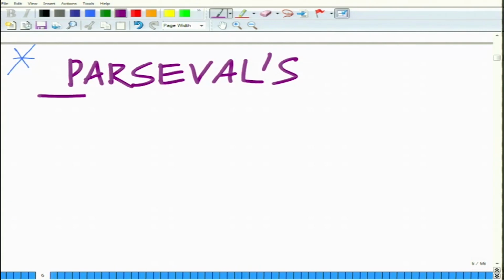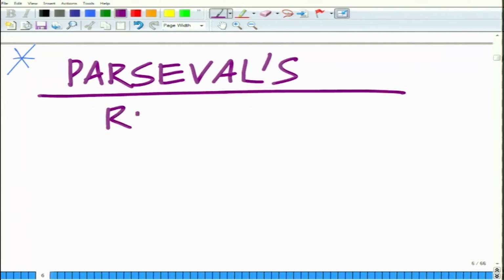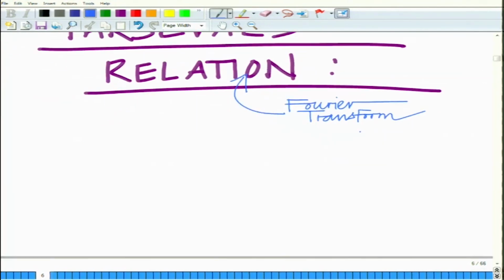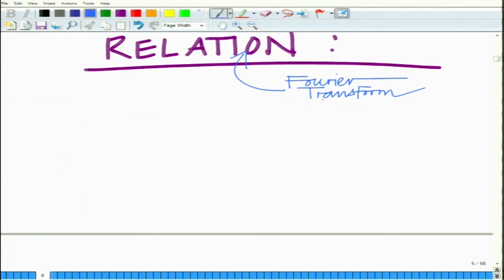the Parseval's relation for the Fourier transform. We have already seen the Parseval's relation or the Parseval's theorem for the discrete Fourier series. We want to look at it for the Fourier transform.